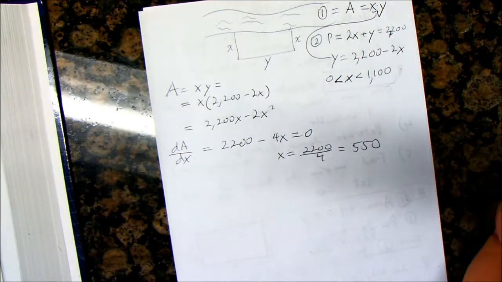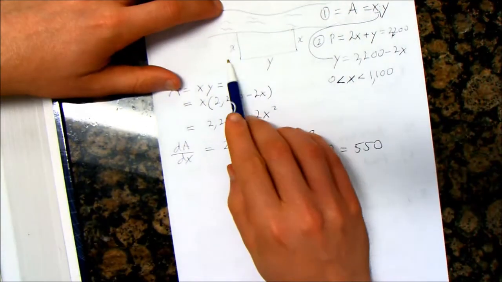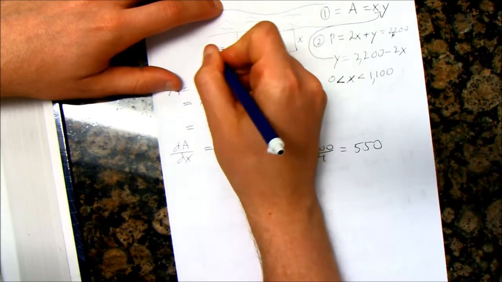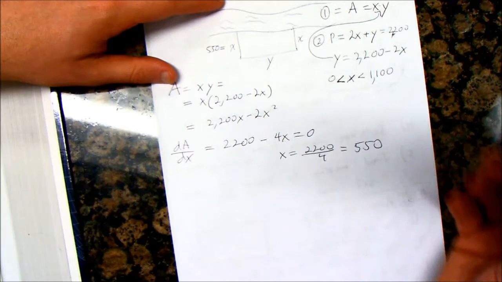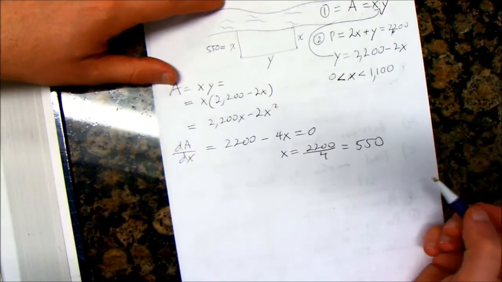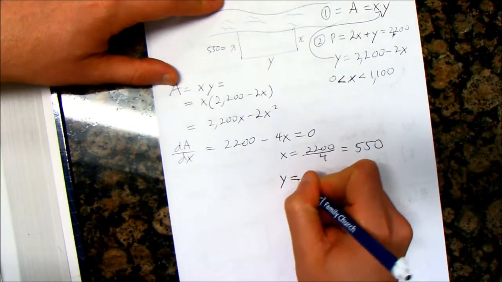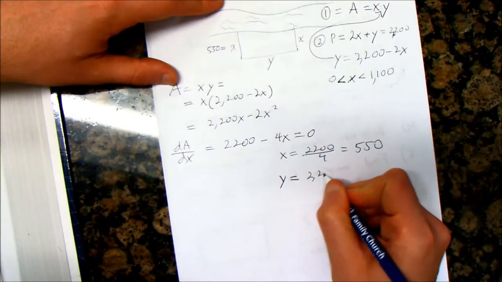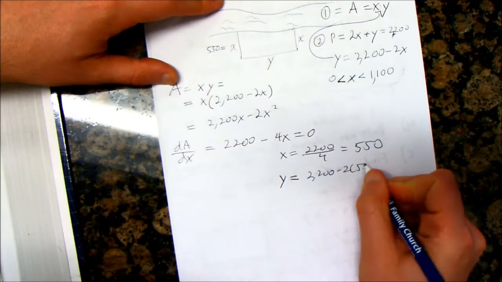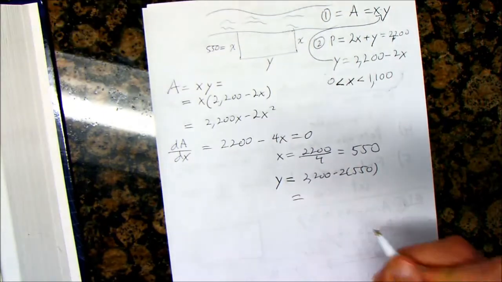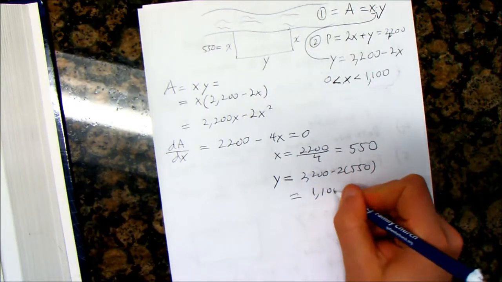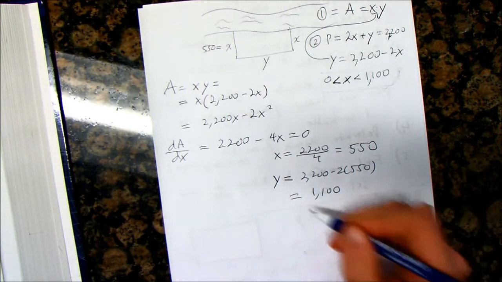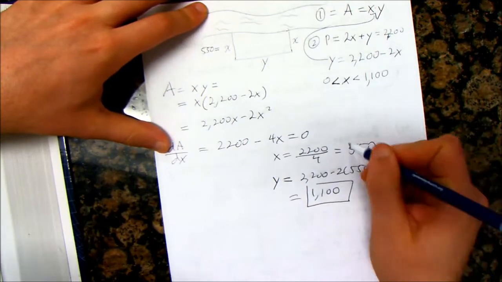Okay? So x, which represents the length of the shorter side, by the way, you want to make sure you plan that out well because it worked out well in this problem, is 550. Okay? Y is 2200 minus twice that number, which is 1100. And there you go. So these are the dimensions that will optimize the area.